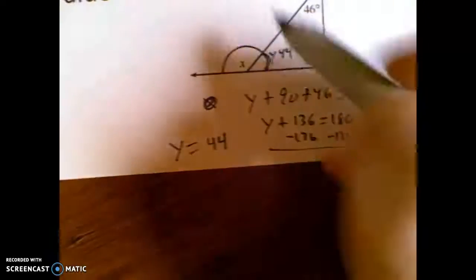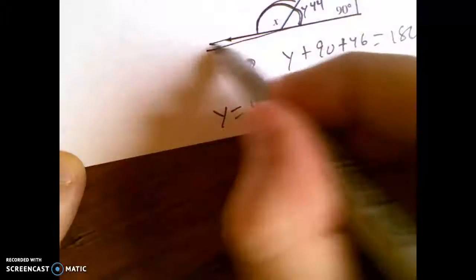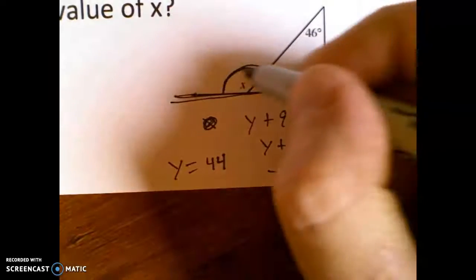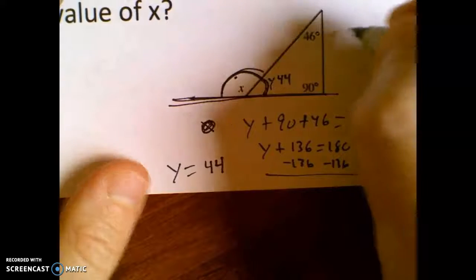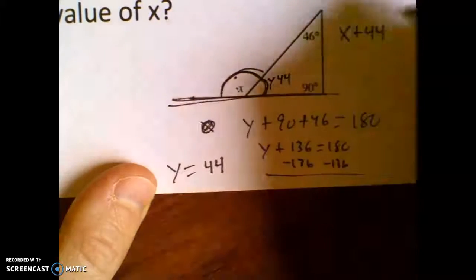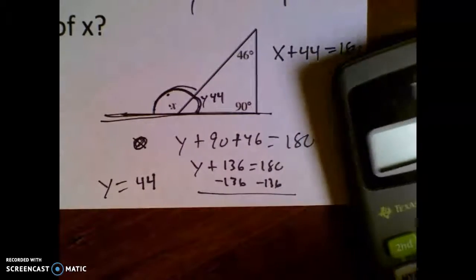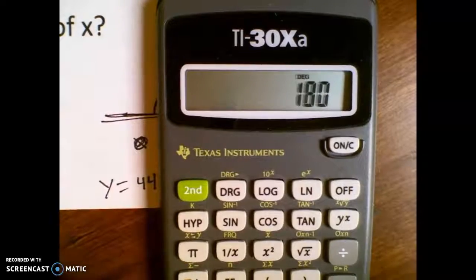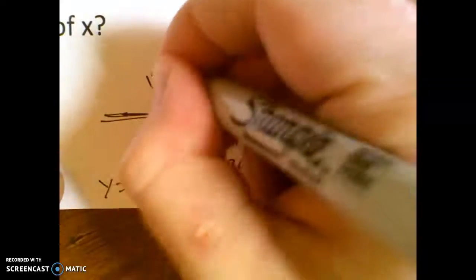But I want to know how big the angle of x is. Fortunately, this is a straight line, and these two angles that make the straight line also have to add up to 180 degrees. So x plus 44 has to equal 180. So I just subtract 44 to solve for x. So 180 minus 44 is 136 degrees, and that's the answer.